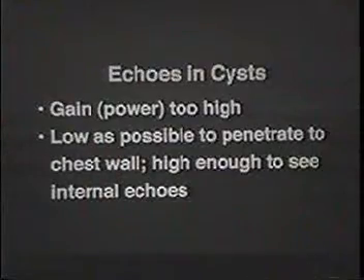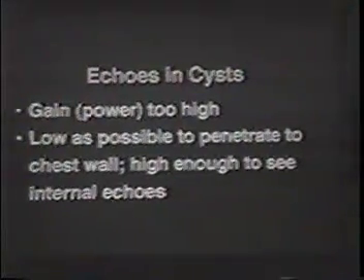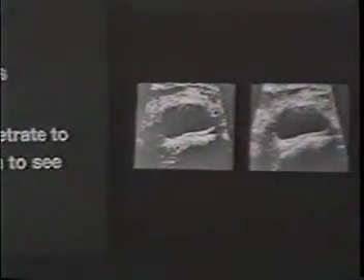Not all cysts are easily identified as anechoic. And this can be due to technical factors such as the power or gain being too high. Therefore the power should be as low as possible to penetrate to the chest wall in most women with compression with the transducer, but high enough to see internal echoes if they're present, and this requires some experience.